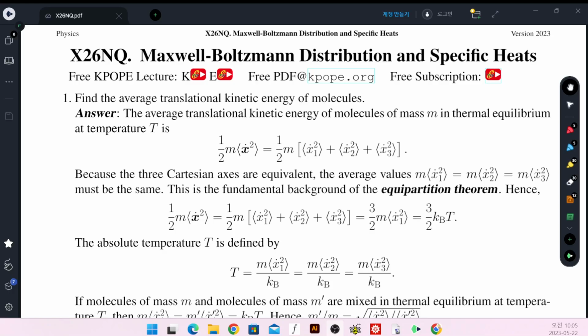Today we study X26NQ, Maxwell-Boltzmann distribution and specific heats.